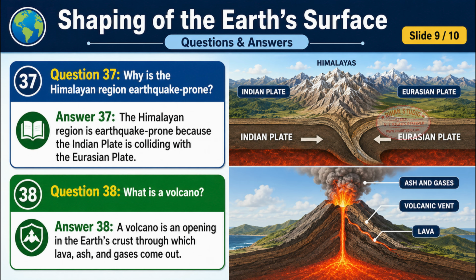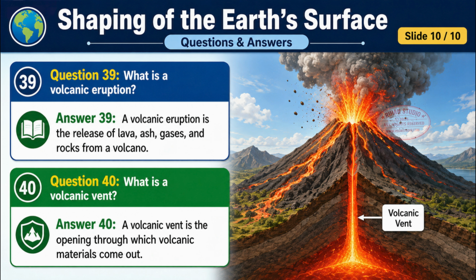Question 38. What is a volcano? Answer 38. A volcano is an opening in the Earth's crust through which lava, ash, and gases come out. Question 39. What is a volcanic eruption? Answer 39. A volcanic eruption is the release of lava, ash, gases, and rocks from a volcano.